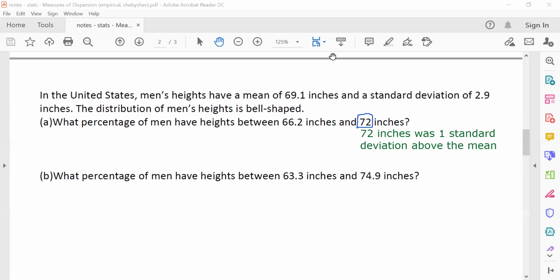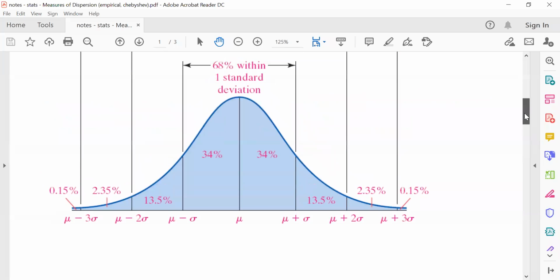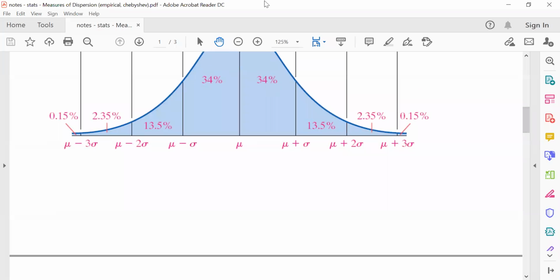So what we can do is go all the way back to our chart. Here was 69.1, the average height. This would have been 72 right here. That's one standard deviation above the mean. And it wants to know what percent of men have a height that is one standard deviation above the mean or more. What percent of men have a height greater than 72 inches? So I would add this one, plus this one, plus this one.